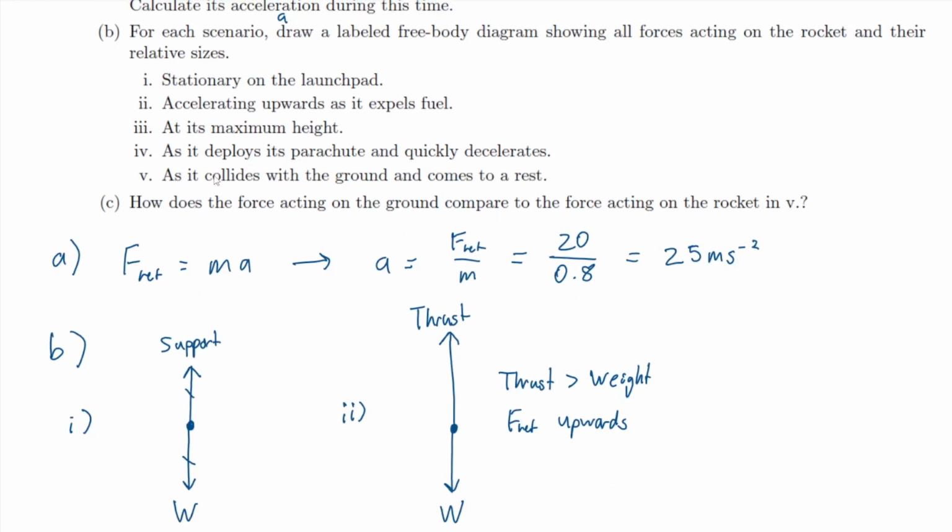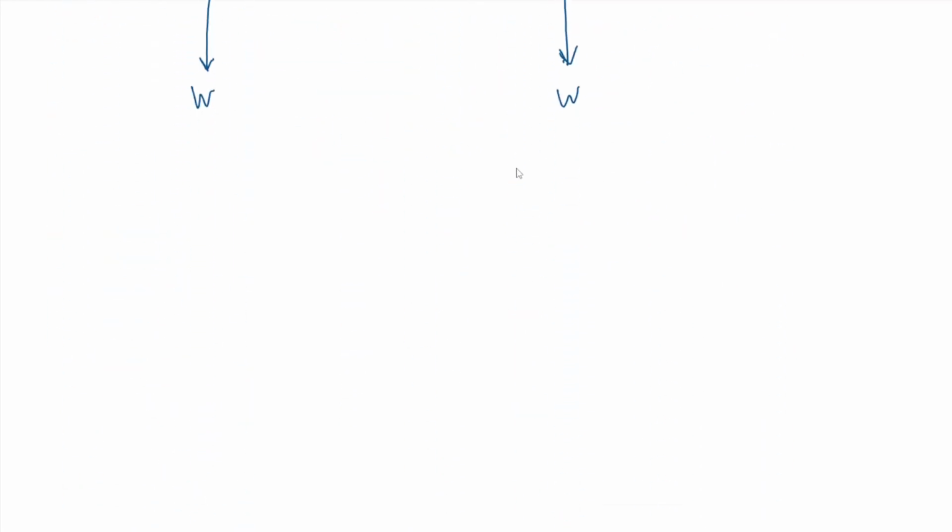And finally, part 5, as it collides with the ground and comes to a rest. So let's think. Does it still have mass? Yes, so it's still going to have a weight force. That one's usually pretty free. So what's happening? We have our ground. The rocket has some speed, right? It's moving.